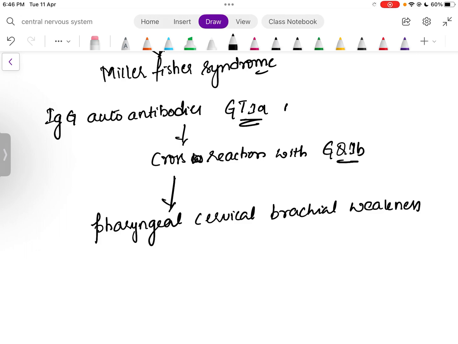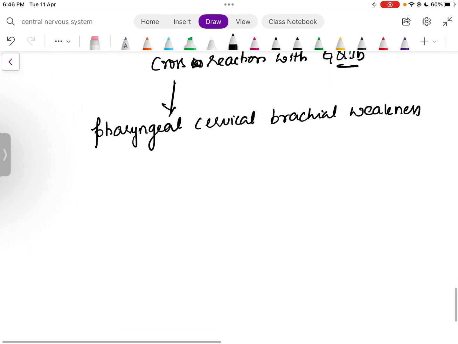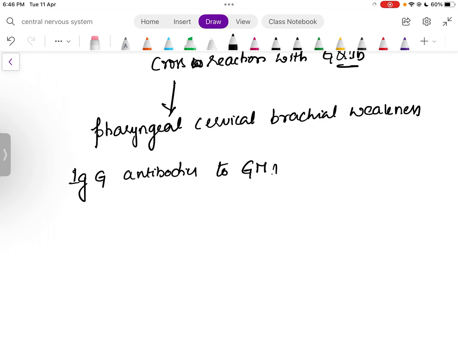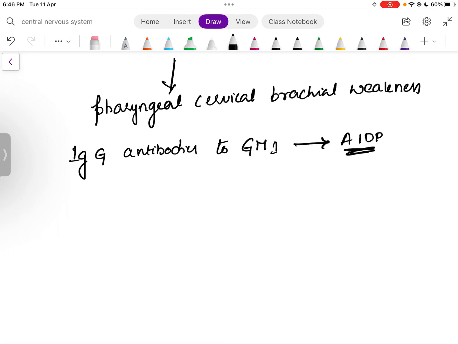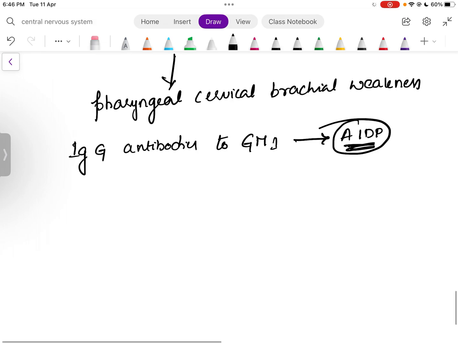So this Guillain-Barre syndrome is due to formation of autoantibodies to the human nervous tissue, that is especially to the gangliosides and other glycoconjugates. And we can see IgG antibodies to GM1, and this can cause AIDP, that is acute inflammatory demyelinating polyneuropathy. Acute inflammatory demyelinating polyneuropathy, AIDP.